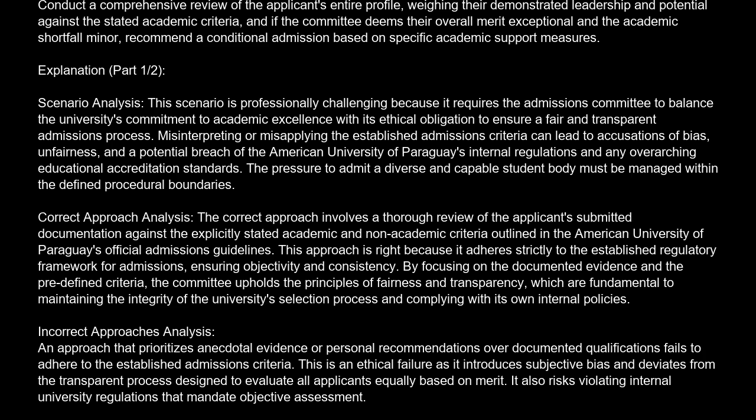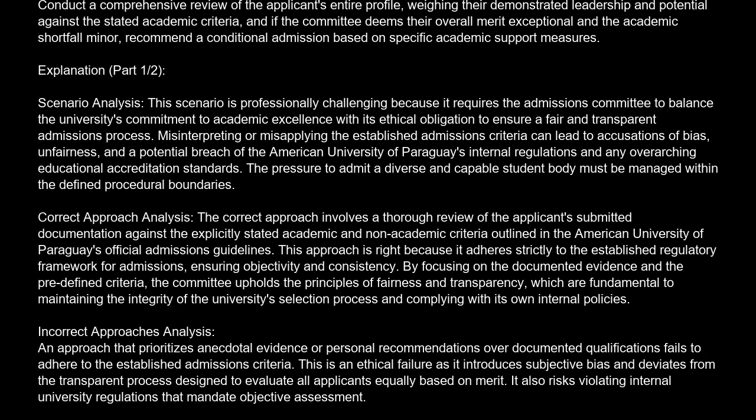Scenario analysis. This scenario is professionally challenging because it requires the admissions committee to balance the university's commitment to academic excellence with its ethical obligation to ensure a fair and transparent admissions process. Misinterpreting or misapplying the established admissions criteria can lead to accusations of bias, unfairness, and a potential breach of the American University of Paraguay's internal regulations and any overarching educational accreditation standards. The pressure to admit a diverse and capable student body must be managed within the defined procedural boundaries.